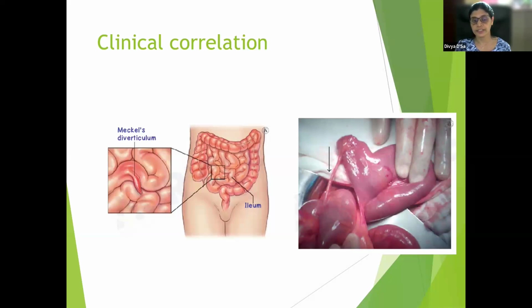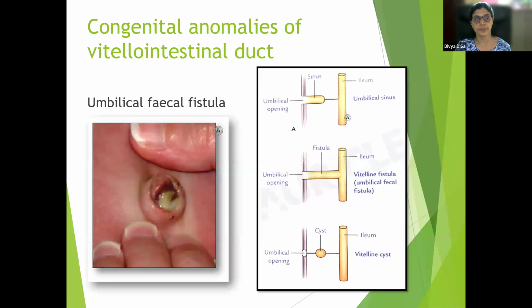So usually we see it in the antemesenteric border of the intestine. It is seen in about 2%. It follows the rule of 2. That is, it's seen in about 2% of the people. It is about 2 inches in length and lies about 2 feet from the ileocecal junction. That is its common position. Okay, so that is Meckel's diverticulum.